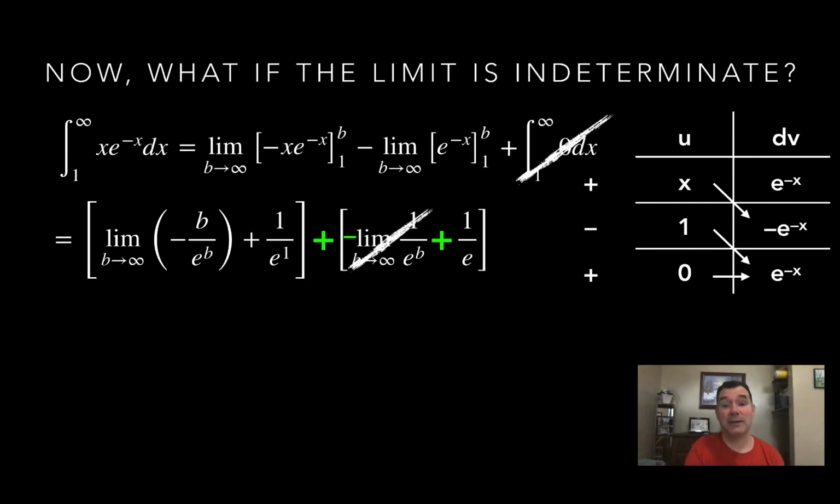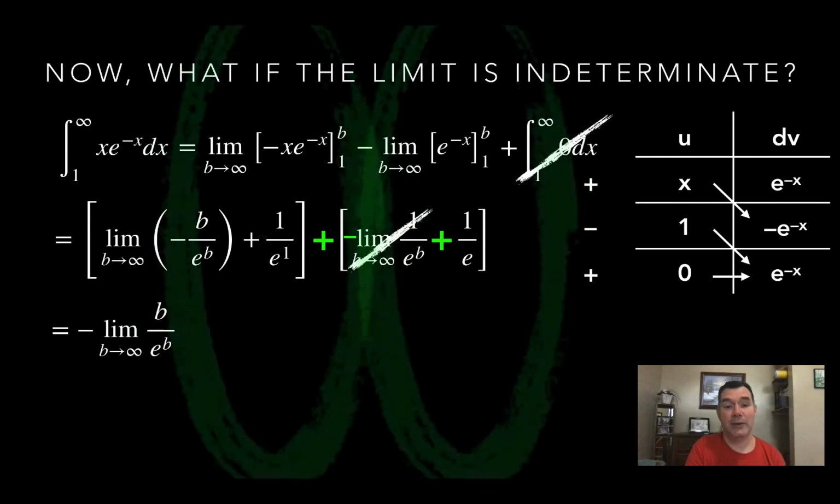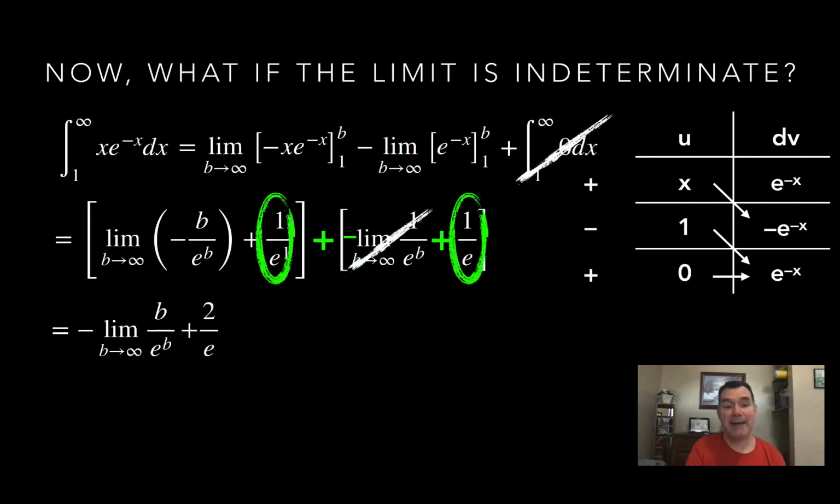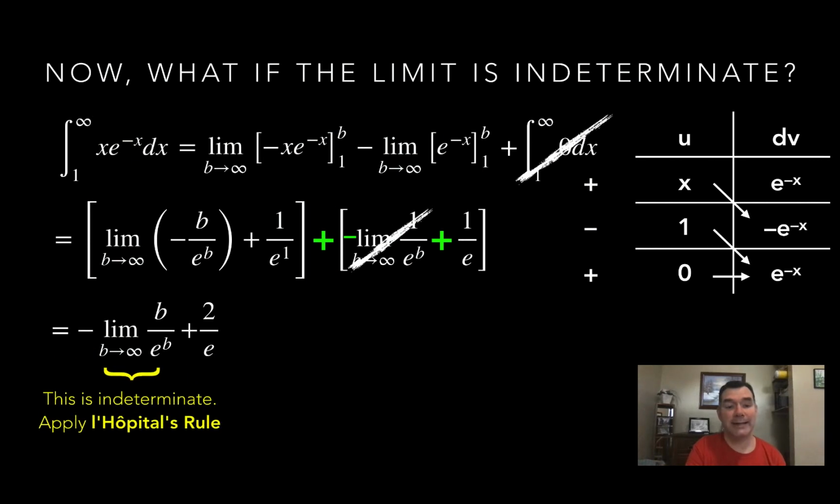As b goes to infinity, that 1 over e to the b is going to approach 0, so I don't need to look at that. And now this limit becomes the negative limit of b over e to the b. And then those two 1 over e's that I have can simplify to be 2 over e. But now I'm looking at this limit of b over e to the b. Well, that's indeterminate. As b goes to infinity, both the numerator and the denominator go to infinity, which means I need to apply L'Hopital's rule.